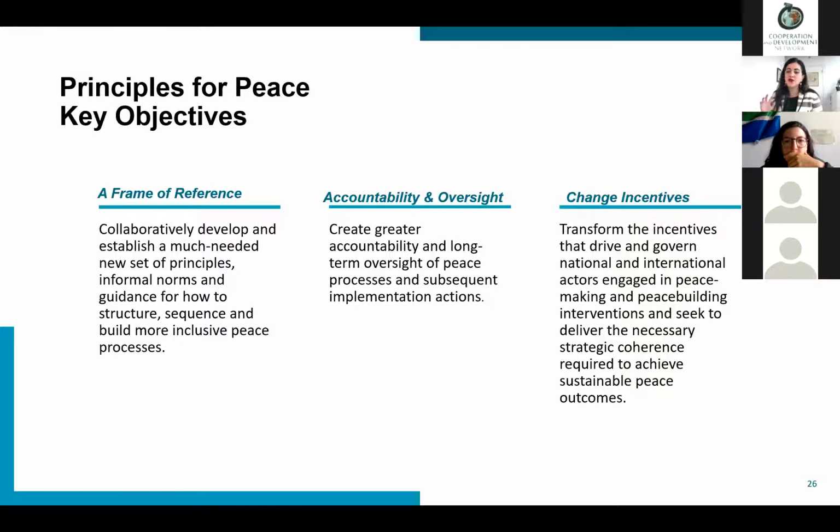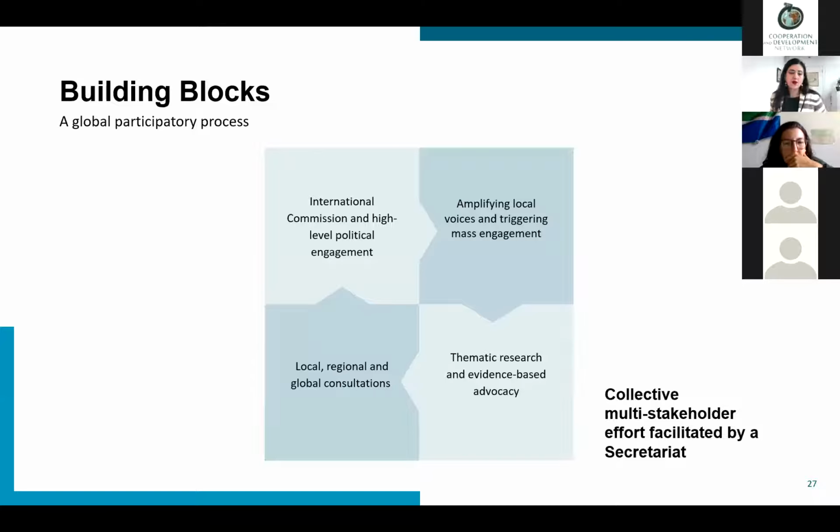So what we're trying to do is to shift these incentives, to shift institutional behavior, so we get towards more coherence, to become more problem driven rather than mandate driven. How are we going to do that? We've actually set up four key building blocks, a process that will drive.